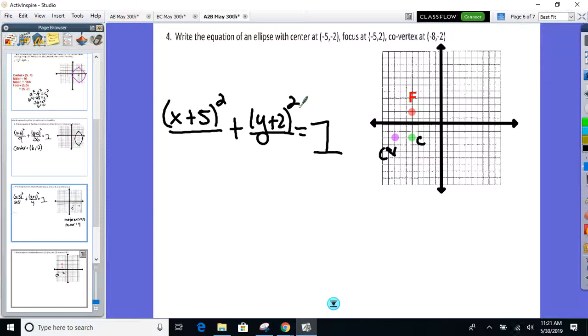You should be able to find one of the denominators. I gave you the co-vertex, which is on the minor axis. The co-vertex is one of the endpoints. So how far? There's 1, 2, 3 away from the center. So I go 3 away on the other side. How long is the minor axis? 6. So what's one of my denominators going to be? 9. Where is it though? Under the x or the y?